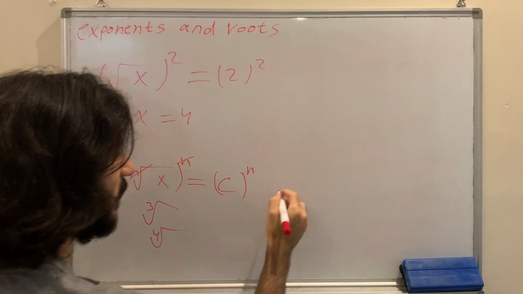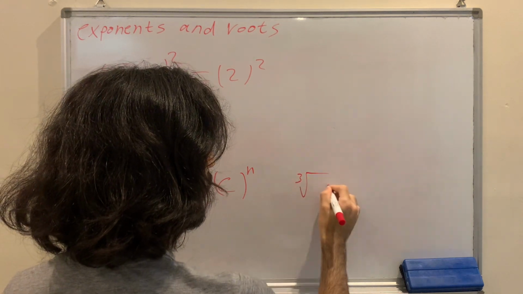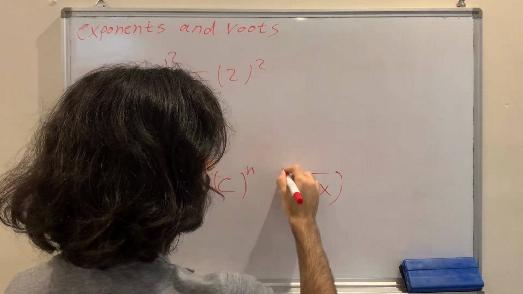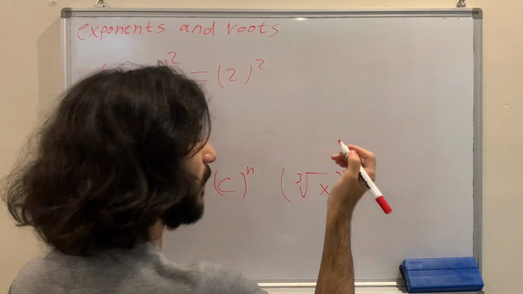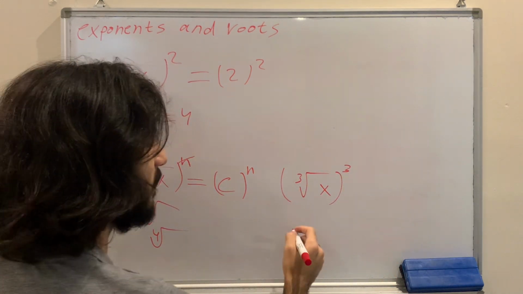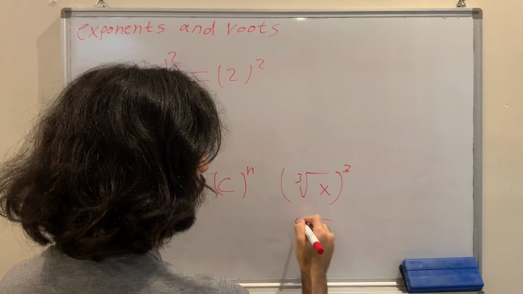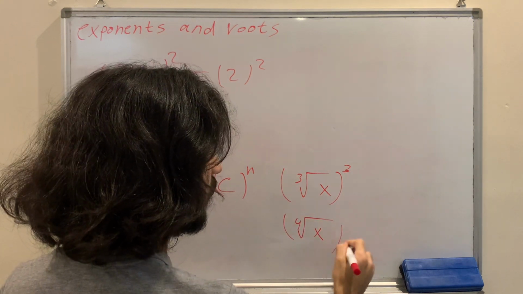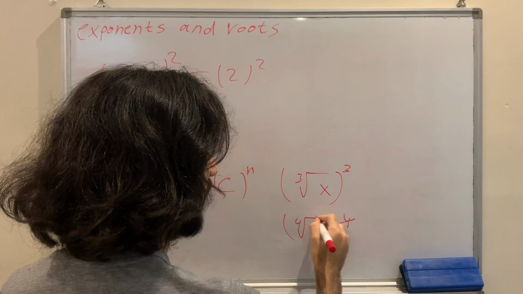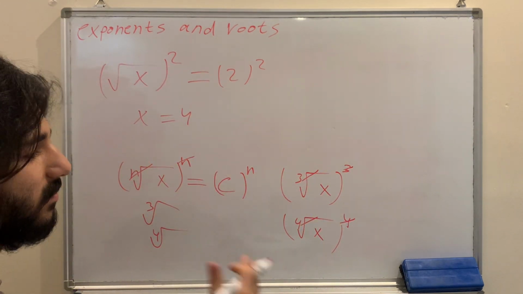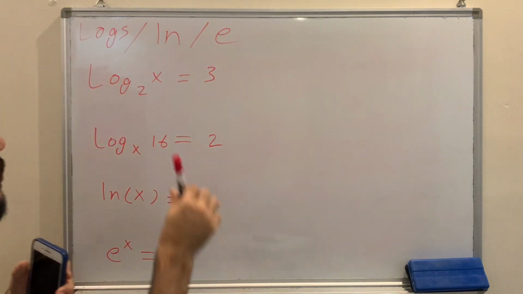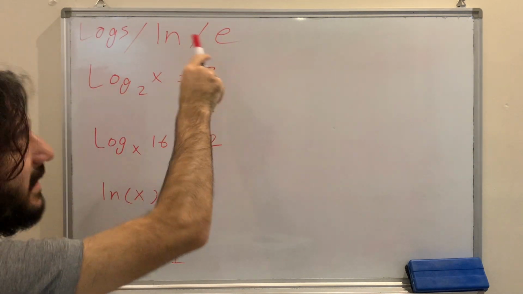So if we have the cube root of x, how do we cancel the cube root? We just raise it to the power of 3. And the same thing happens for the fourth root. We raise it to the power of 4 and those cancel out. And that's basically it. Now on to the logs, natural logs, and e.